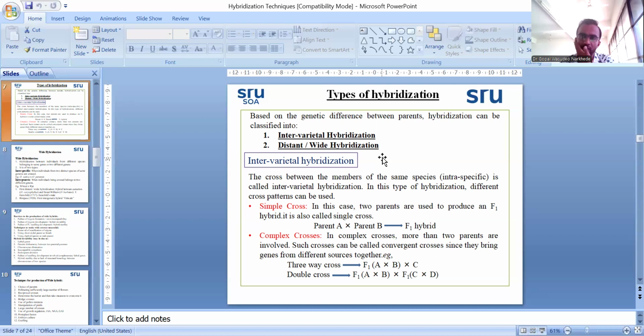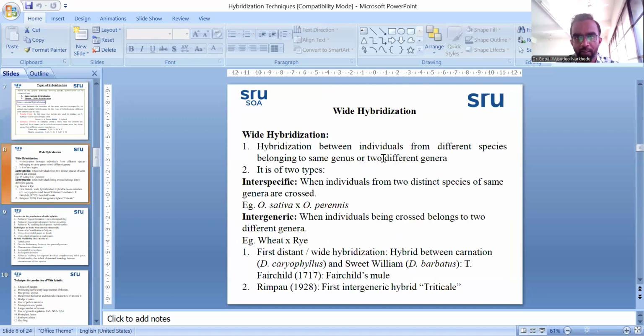What is a three-way cross? It is a cross of a hybrid with an open pollinated variety, or simply a cross of an F1 with a variety. The second is the double cross. A double cross means crossing two different F1s, which gives you a double cross progeny. The second type of hybridization is wide hybridization.